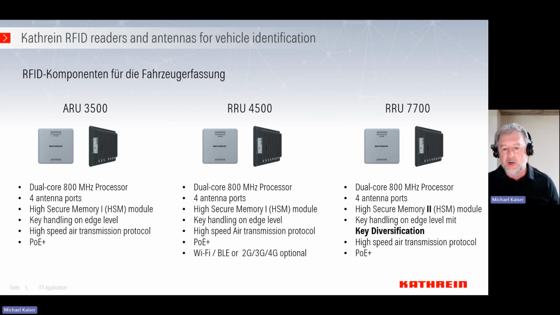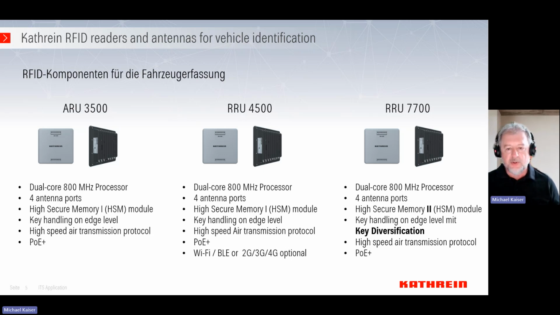Here again, we have a high secure memory module integrated, where we have a very robust and secure way to store and handle keys for cryptographic applications, where it's necessary to scramble data so that nobody is allowed to see the original data. We have the same high-speed air transmission protocol, which gives us a very fast possibility to catch fast-running cars or a lot of cars at the same time. We have power over Ethernet in the same way, so we can run the complete unit with one Ethernet cable, because we supply the Ethernet and the power to the unit.